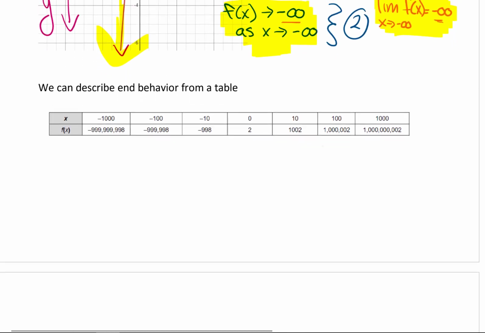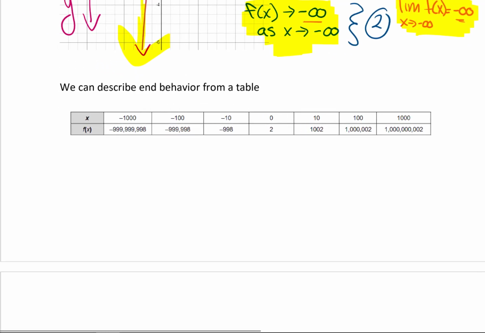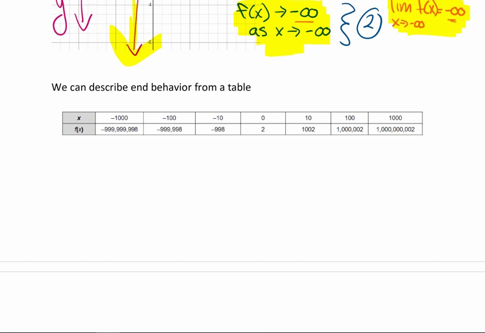We can also describe end behavior from a table. The concept is still the same. We're looking at the ends, not the center. Remember, we don't really care what's happening with the center of the graph. We care what's happening as x approaches positive infinity, and we care what happens as x approaches negative infinity.